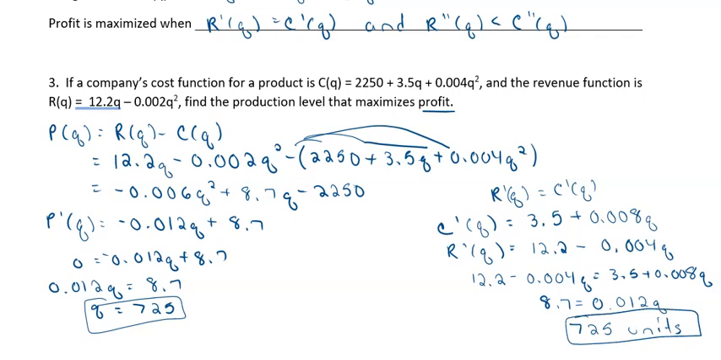We can solve this one down either way. We were trying to find the production level that gives us the maximum profit. So we started with our profit function and we worked it down. We also tried with our R prime of Q equals C prime of Q and worked it down. And in both cases, we got 725 units.